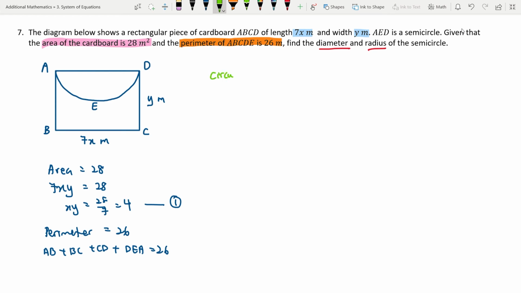Recall the formula for circumference. Circumference is equal to 2 pi r. For the arc DEA, it will be half the circumference. Hence, we just need to divide it by 2. And we know that the length of BC is 7x. Therefore, the radius for the semicircle will be 7x over 2.